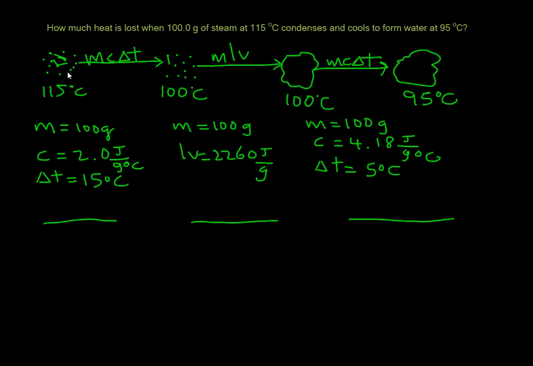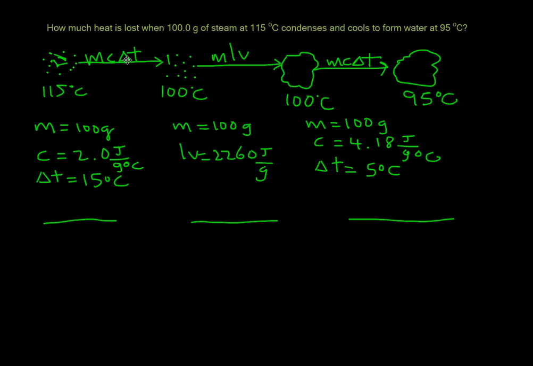So steam, this is just my little drawing here, you're going to go from steam at 115 degrees Celsius, it's going to lower down to 100 degrees Celsius where it's going to begin to change states, okay, from the steam to water. And of course, it will go from water down to 95 degrees Celsius. Okay, so we have a couple of different things going on here. First thing, we're going to have to get 115 degrees Celsius steam down to steam at 100 degrees Celsius.